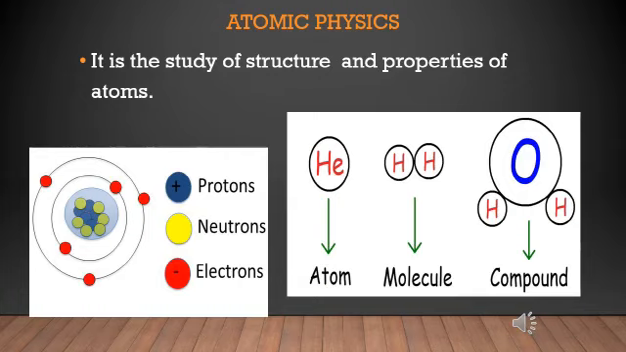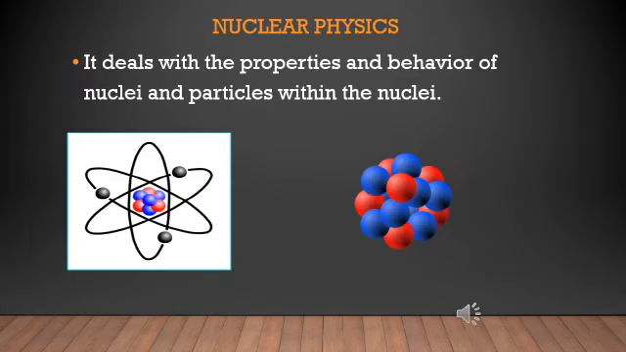The definition of atomic physics says it is the study of the structure and the properties of the atom, that is, how the atom is made up and what the specific properties of the atom are. So these are all the things we study in atomic physics.